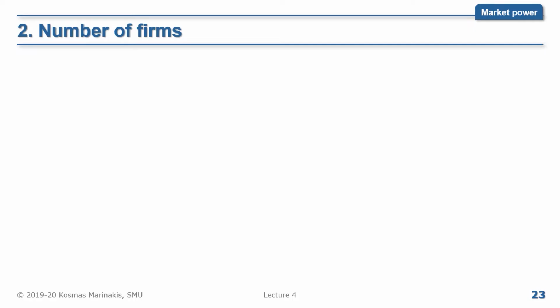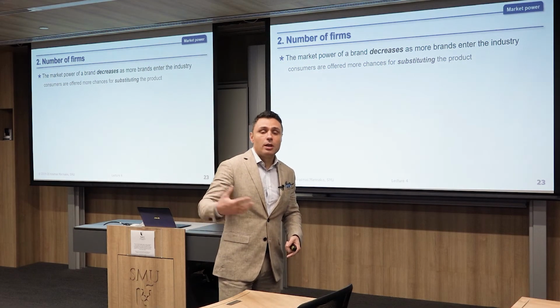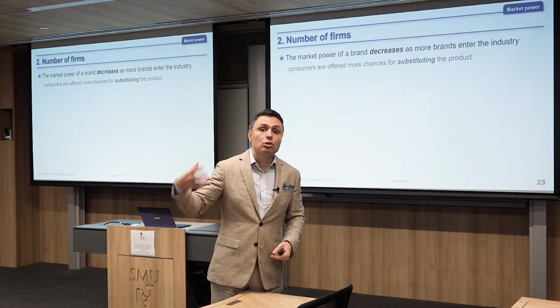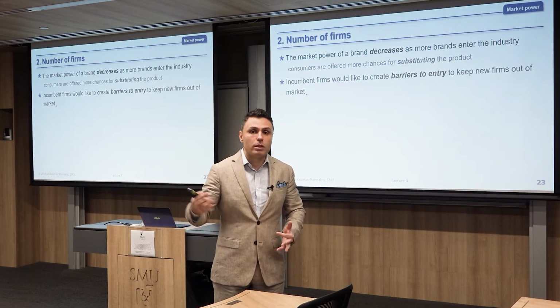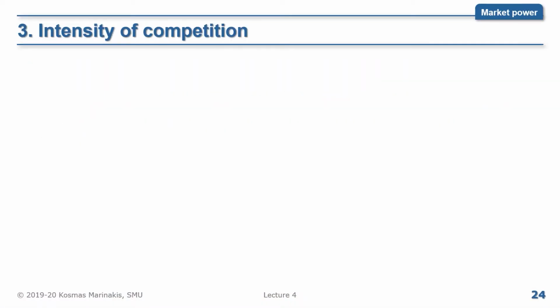All right, so number 2, the market power of a brand decreases as more brands enter the industry. Again, for the same reason, because the more substitution opportunities you have, the easier it will be for you to not tolerate an increase in prices. So incumbent firms would like to stop that and create one way or another barriers to entry to keep new firms out of the market. That's consistent with the example with football that I told you a little earlier. Intensity of competition is important.